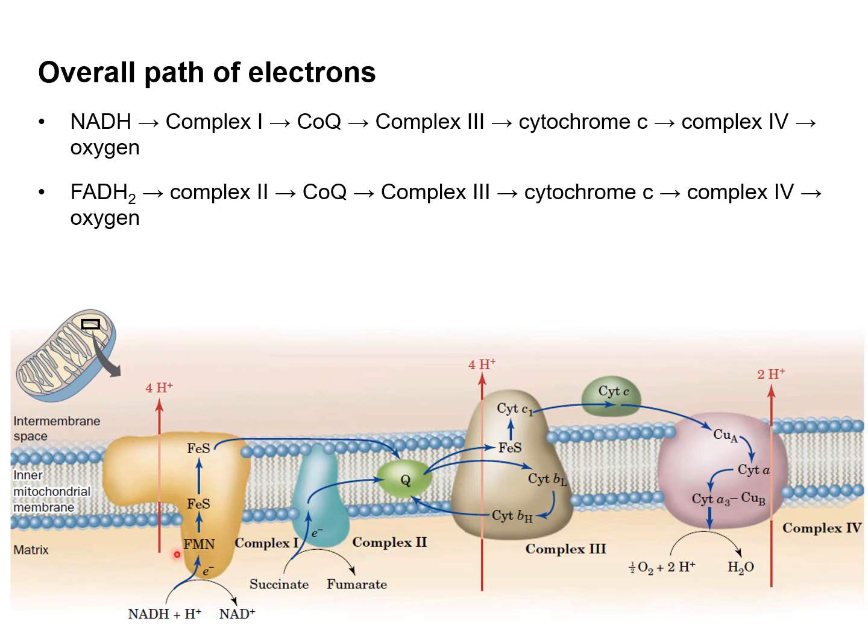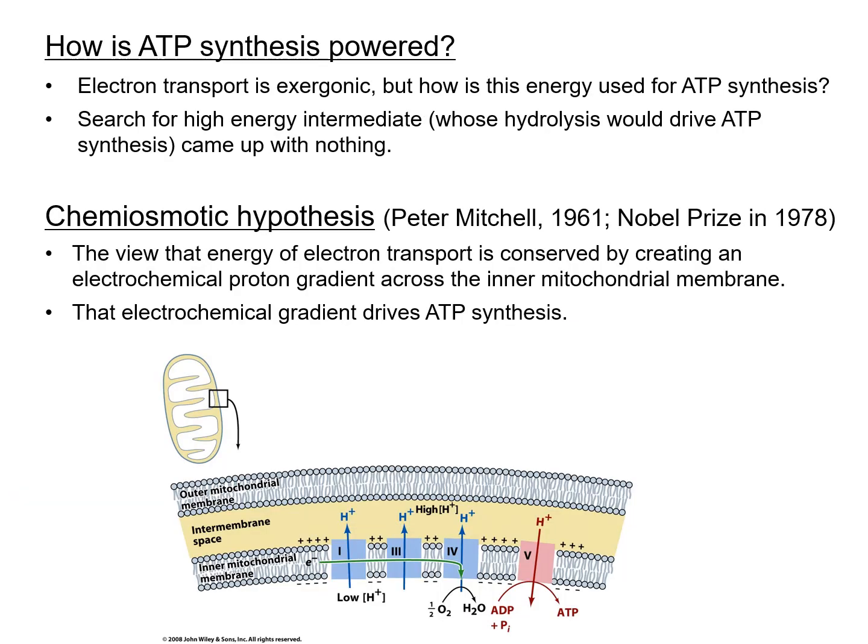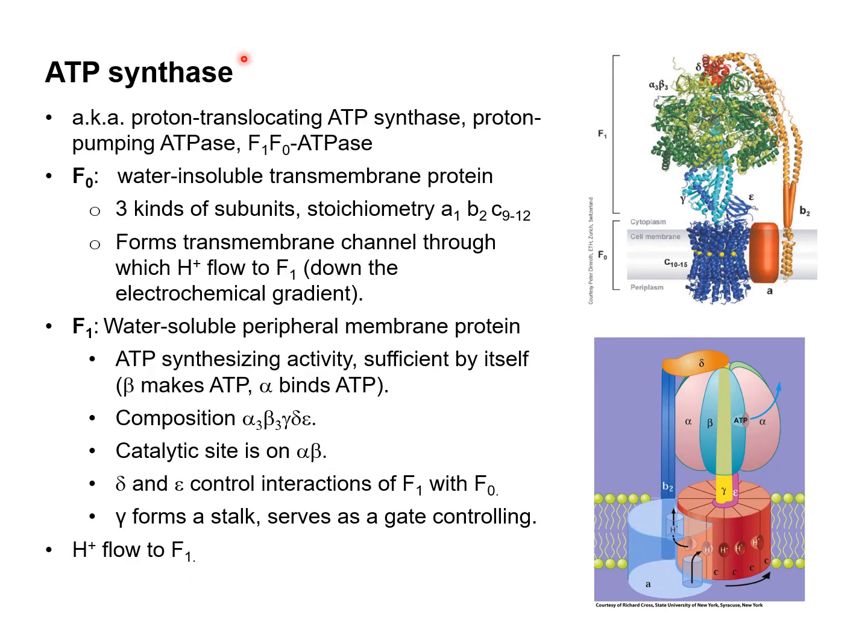And also, we talked that there are two paths for electrons. One is through complex 1, initiated by the NADH, and the other is through complex 2, which starts with the FADH2. And very importantly, the chemiosmotic hypothesis is so important to explain how ATP is generated from the electron transport chain. And then we talked about the ATP synthase, especially its structure as well as the mechanism by which it generates ATP from ADP using the proton gradient that was built up by the electron transport chain.